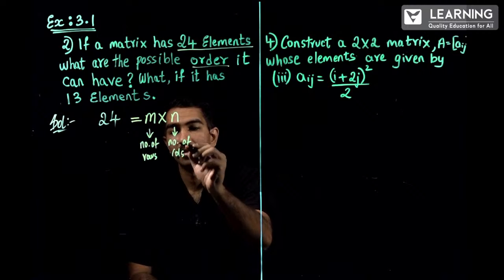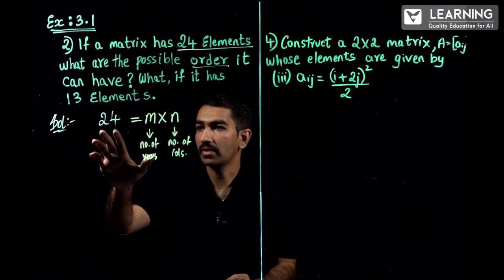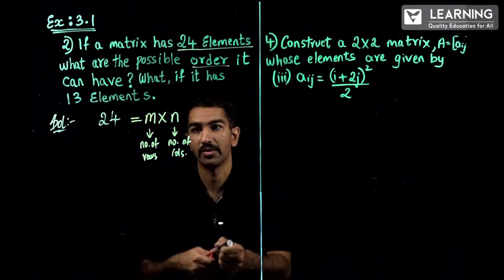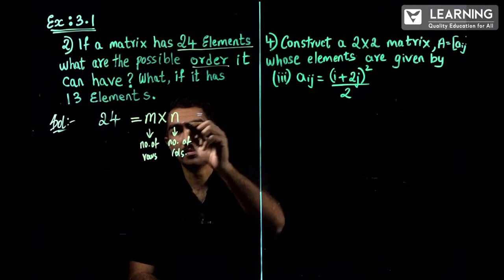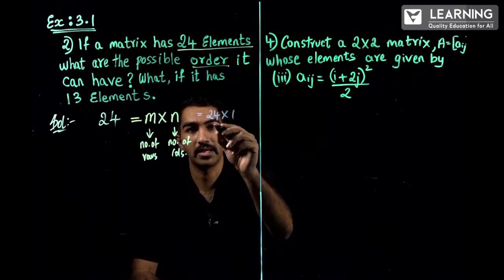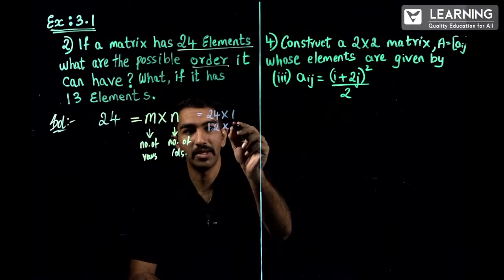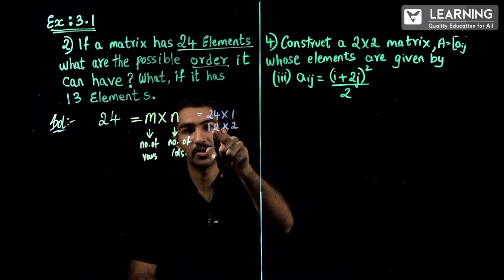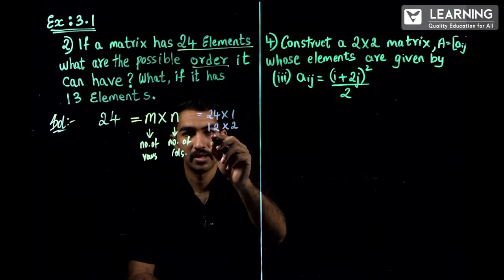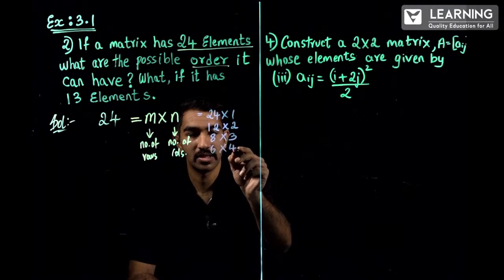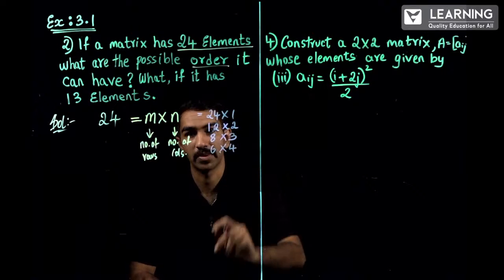Correct? So now can we write 24 in the form of M cross N? If yes, then in how many ways can we write it? Let's have a look, students. 24 means 24 into 1, which is equal to 24. Next, 12 into 2, means 12 rows, 2 columns. 24 rows, only 1 column. Next, 8 into 3, 8 threes are 24, 8 rows, 3 columns. Next, 6 into 4, 6 fours are also 24, 6 rows, 4 columns. Understood?